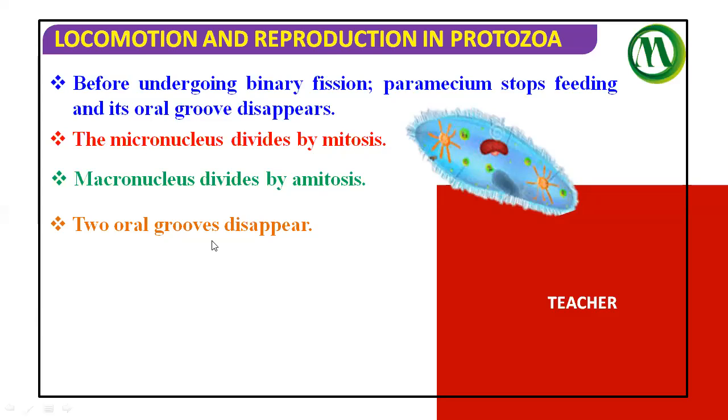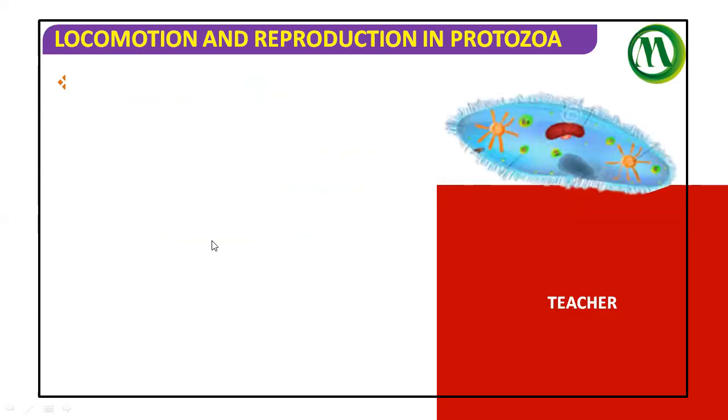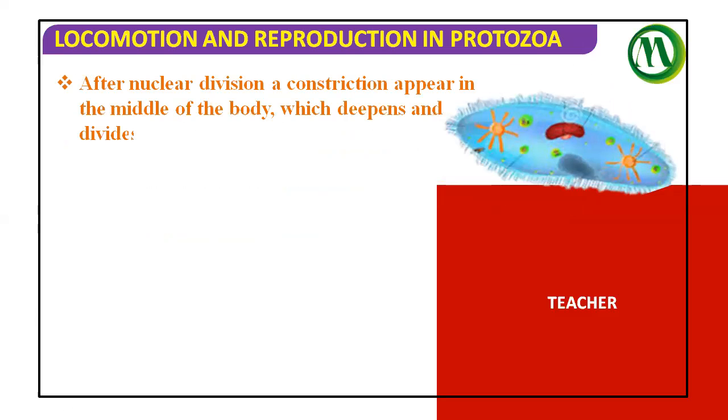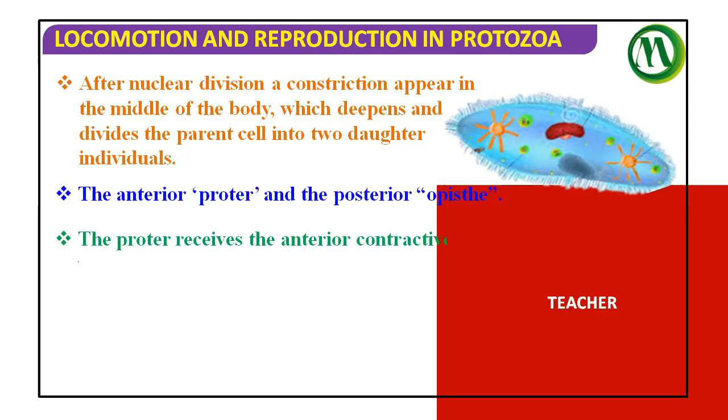So the oral groove will disappear here. First of all, the paramecium stops feeding. Then karyokinesis occurs. We have two nuclei: the macronucleus undergoes amitosis, the micronucleus undergoes mitosis. After nuclear division, a constriction appears in the middle of the body, which deepens and divides the parent cell into two daughter individuals. The anterior daughter individual is called the proter, and the posterior daughter individual is called the opisthe.